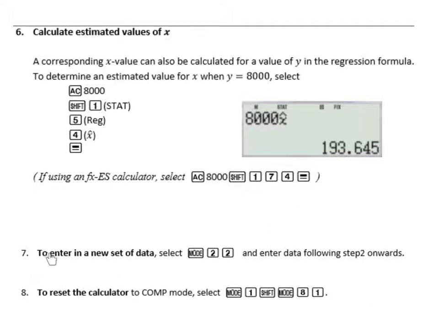Step 7. To enter a new set of data, select Mode 2 and enter data following Step 2 onwards. In Step 8, to reset the calculator to Comp mode, select Mode 1, Shift Mode 8 and 1.